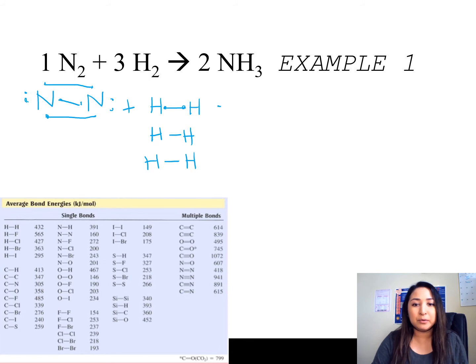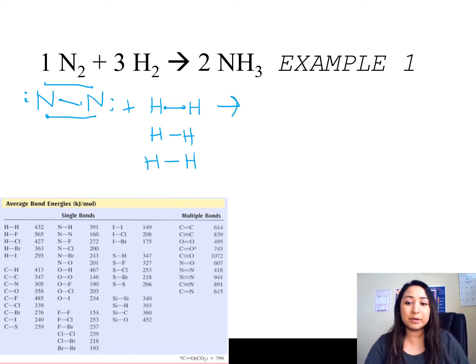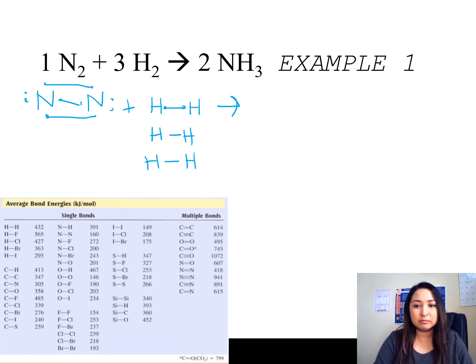And now for our products, we have NH3. Remember, hydrogen can never be in the center, so that means our nitrogen will be in the center. And we have 3 hydrogens around. Nitrogen has 5 valence electrons, so 1, 2, 3, 4, 5. Each hydrogen has 1. And remember, we bond the single ones, so single, single, single.